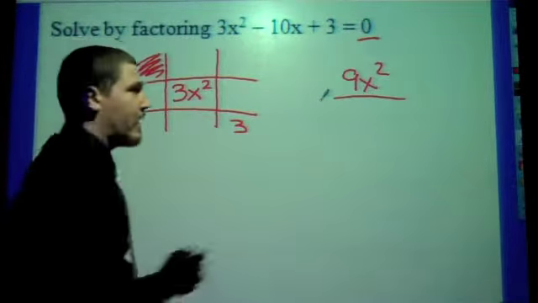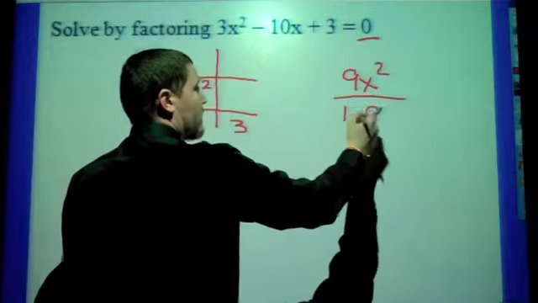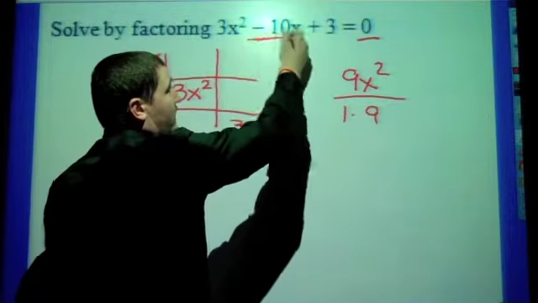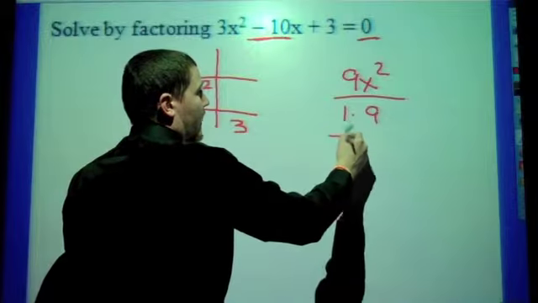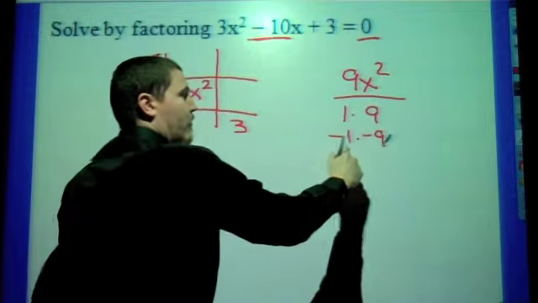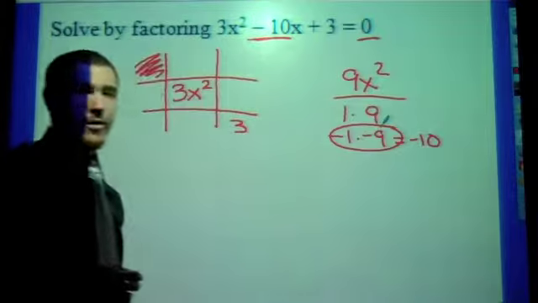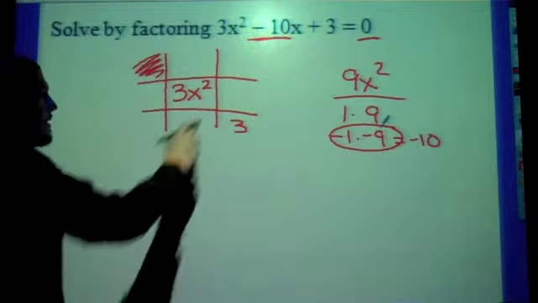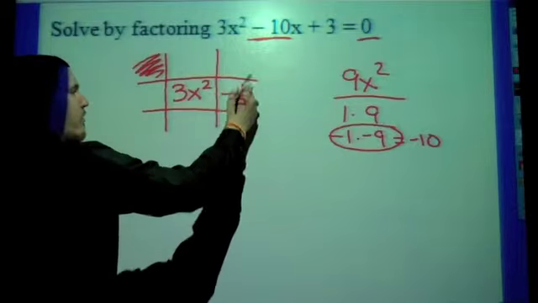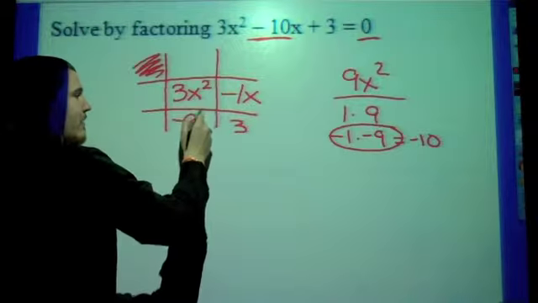List your factors of 9. 1 times 9, trying to add up to equal negative 10. That's not it. Negative 1 times negative 9. Negative 1 plus negative 9 equals negative 10. So those are the factors that I want, negative 1 and negative 9. I put them in my two inside spots here, negative 1x and negative 9x.